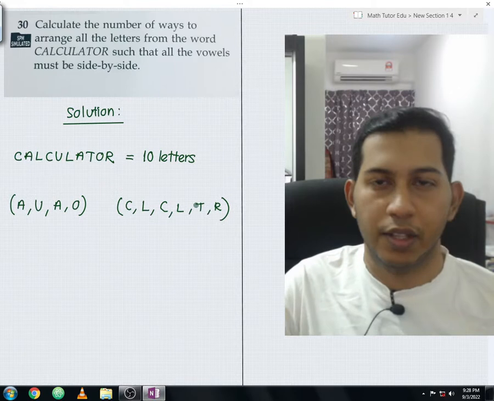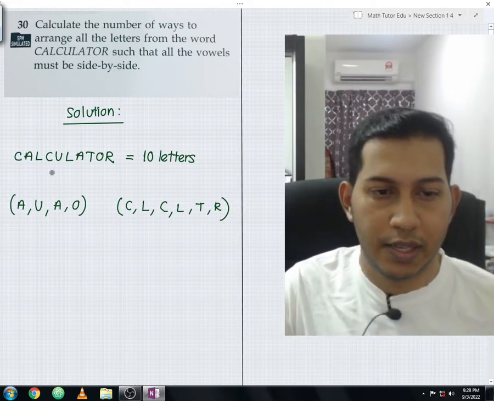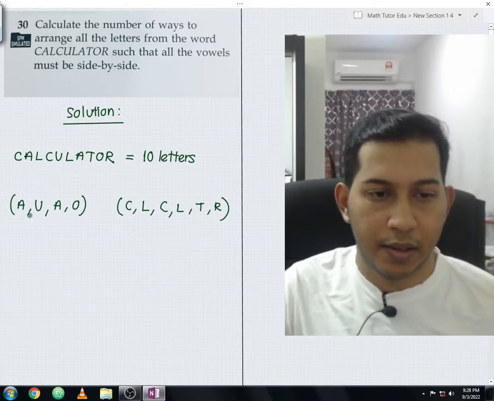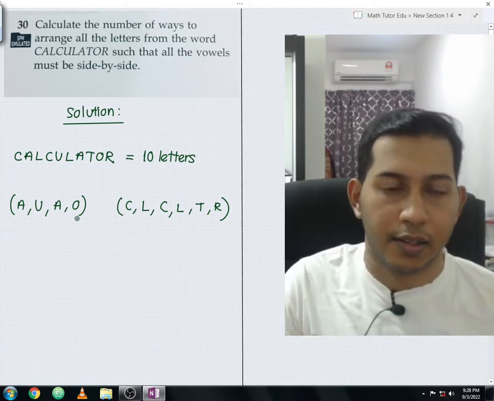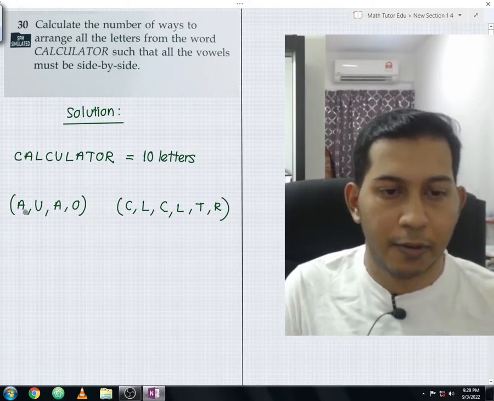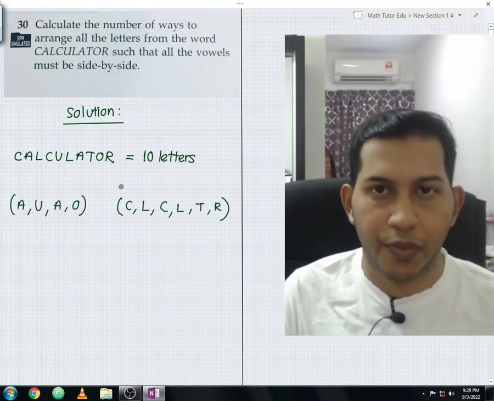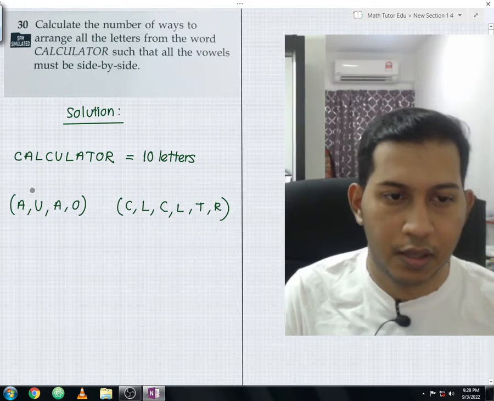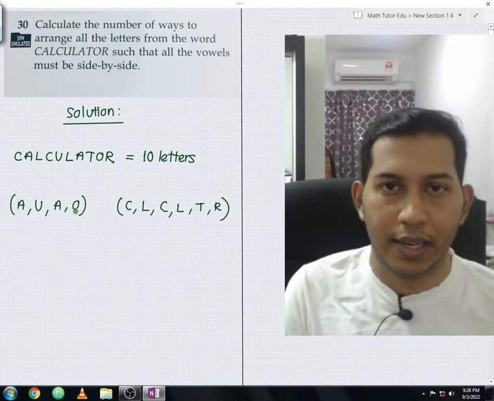To proceed to the next step, we're going to approach this using 2 cases. We're going to split this into case 1 and case 2. Case 1 will be such that we are going to treat the vowels as a single letter, only the vowels. The consonants we're going to count as separate. So in this case it will be 1 2 3 4 5 6 7. We're treating the vowels as one single letter.